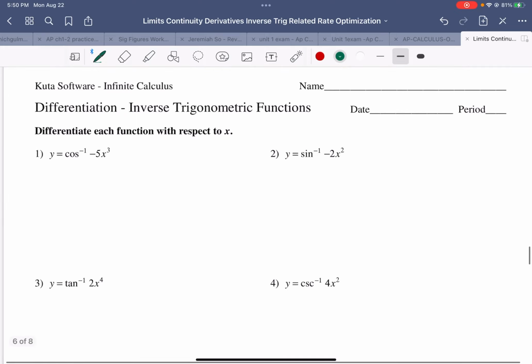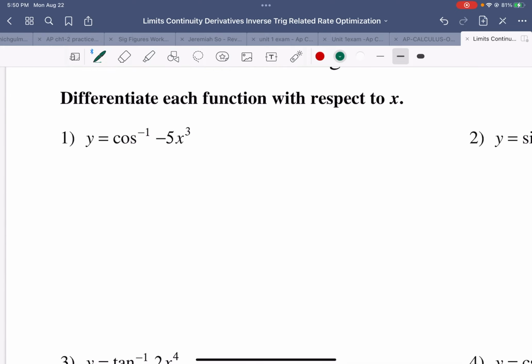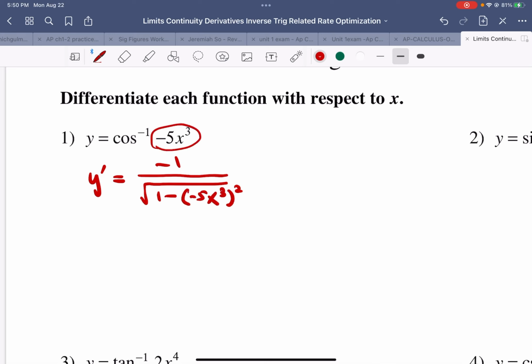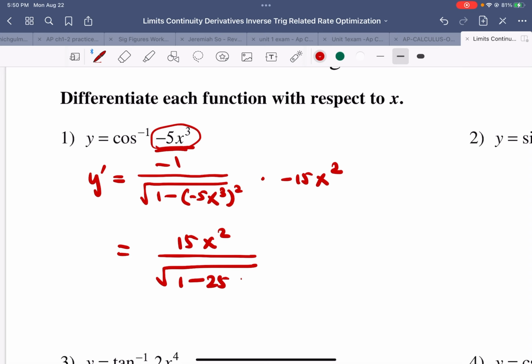Now, let's do number 1. When you take a derivative, inverse cosine is negative 1 over the square root of 1 minus the inside squared. It's the cube and square times the chain rule, right? You have to do the chain rule. The derivative of negative 5x cubed is negative 15x squared. So when you simplify, 15x squared over the square root of 1 minus 25x to the 6th power. You can leave it like that. Okay, that's your final answer.